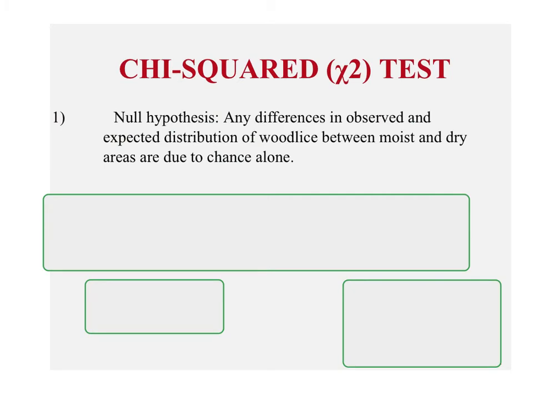So in an exam, you can just write H0, or you can write null hypothesis, and you can say any differences in observed and expected distribution of woodlice between the moist and dry areas are due to chance alone, or there is no significant difference between the observed and expected ratios of woodlice in the moist and dry areas due to anything other than chance. Okay, so remember when we said that sort of basic standalone statement, the variable that you're putting in here is what you're testing for. So you're looking at the distribution of woodlice between moist and dry areas. So that's the first thing you're going to do. Null hypothesis, write it down. Single standard statement, get started with that.